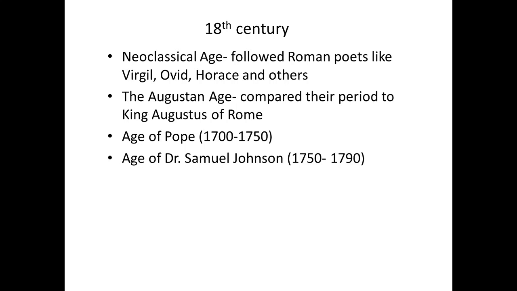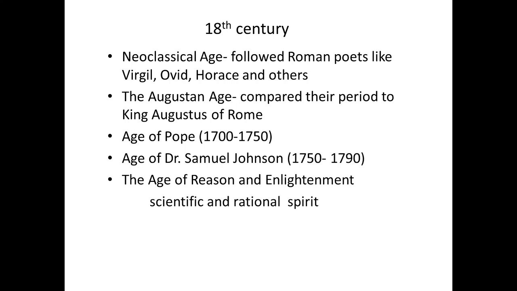Then the second half of the 18th century is referred to as the age of Johnson or age of Dr. Samuel Johnson. So this age is also known as the age of reason and enlightenment because people were growing more scientific in their thought, and they were having this rational spirit in their thinking. So it's called the age of reason and enlightenment. It's also known as the age of prose and novel because those two forms were making their beginning.